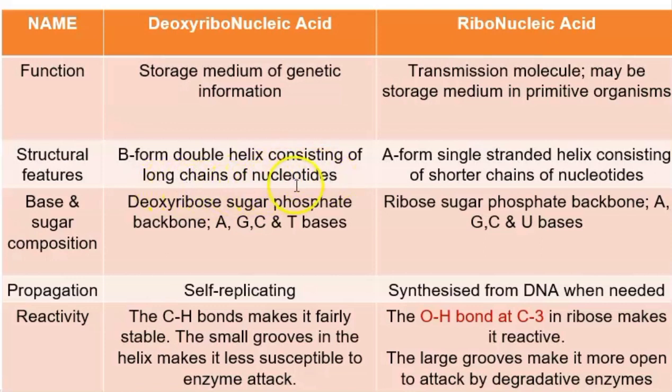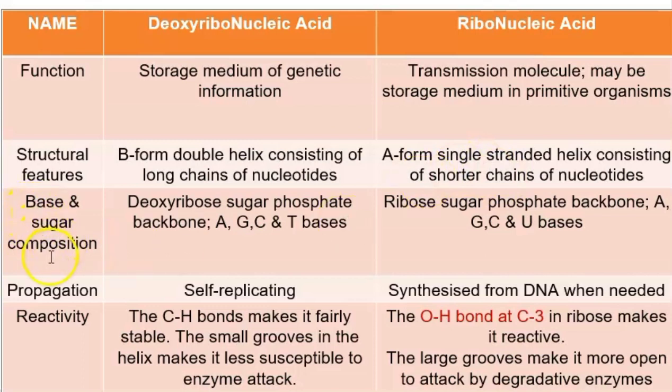A long chain of nucleotides. Why is this RNA? It forms a single-stranded helix and consists of a shorter chain of nucleotides. This means the array of nucleotide sequence in DNA is longer than the one in RNA.